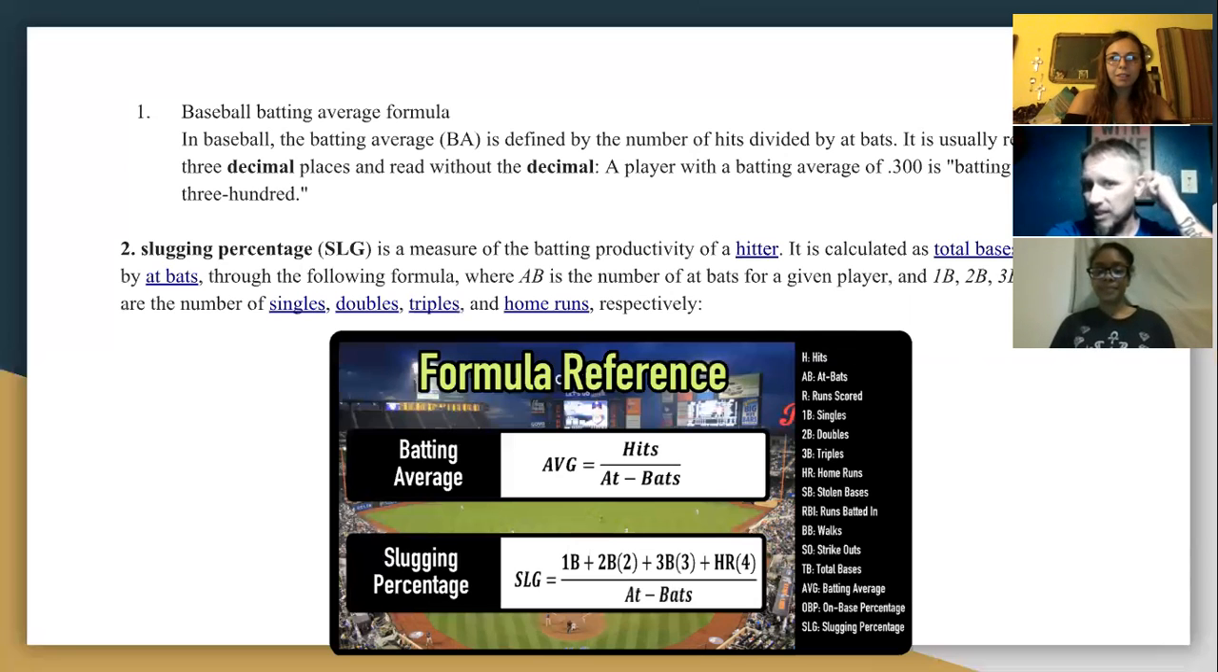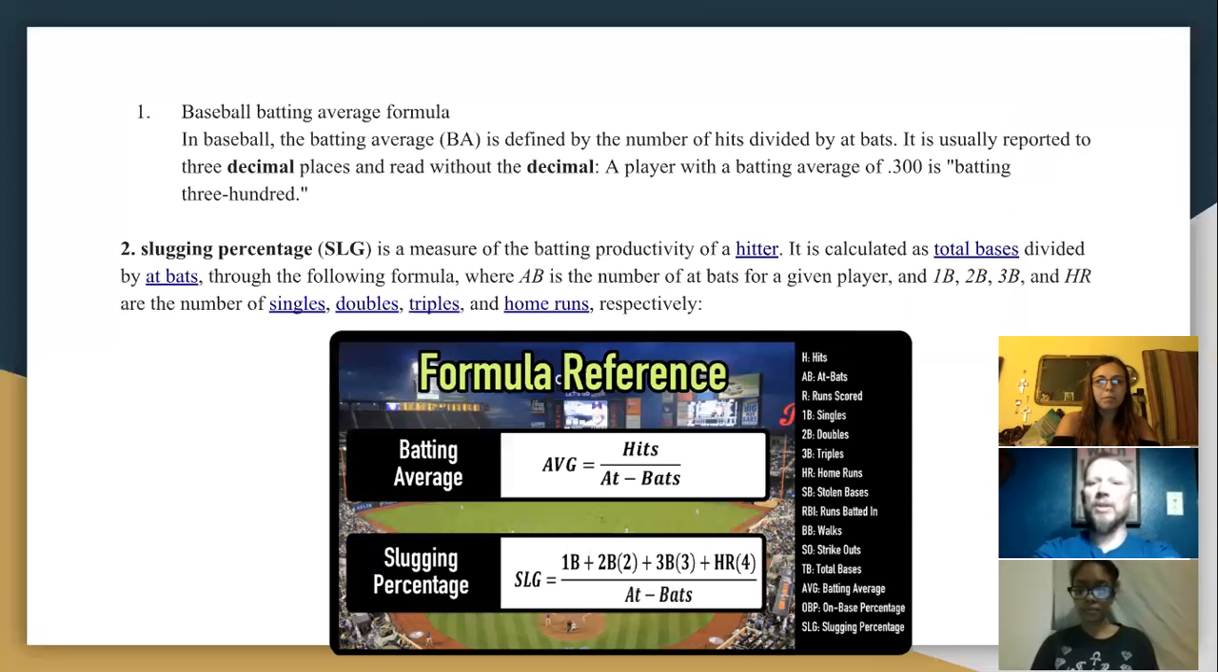Slugging percentage, SLG, is a measure of the batting productivity of a hitter. It is calculated as total bases divided by at-bats through the following formula, where AB, at-bats, is the number of at-bats for a given player, and 1B, 2B, 3B, and HR are the numbers of singles, doubles, triples, and home runs, respectively. As you can see down here, the formula reference will give what I was talking about just now.